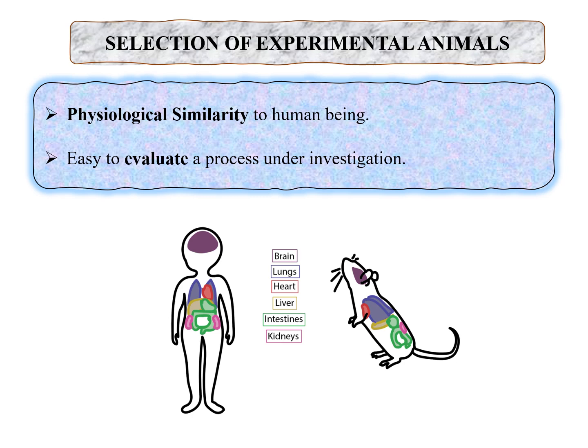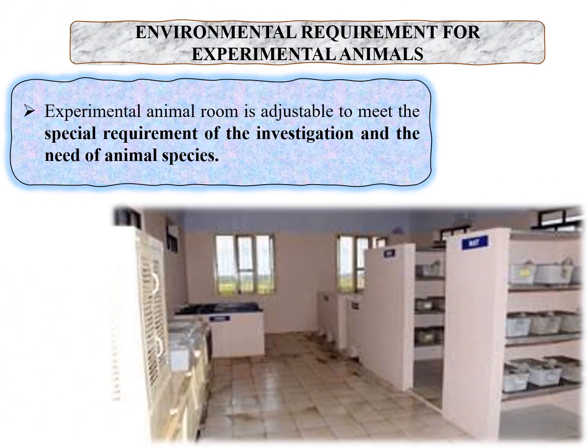Now let's see what are the environmental conditions which should be maintained. The experimental animal room is adjustable to meet the special requirement of the investigation and the need of the animal species. The experimental animals are quite sensitive. A small change in temperature or humidity may lead to change in physiology, which may finally hamper or alter the results of the experiment.